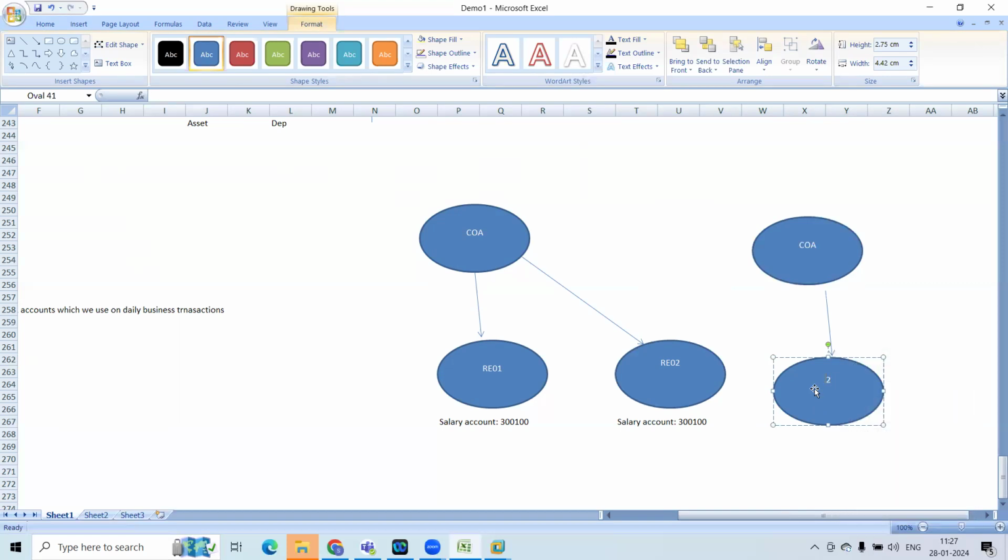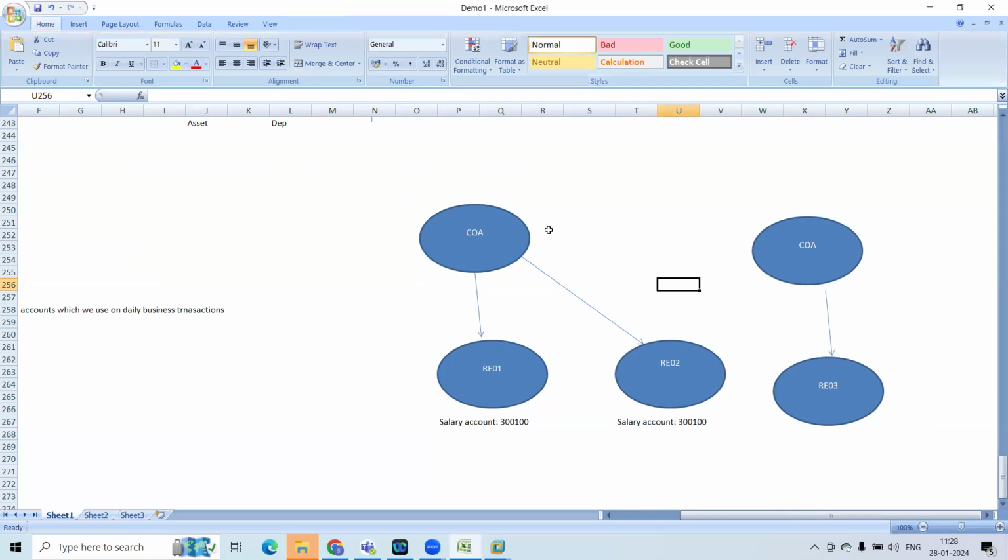For example, X company has B1, B2, B3. For a chart of accounts, we can give the same one to B1, B2, B3, for everything. Correct, no?